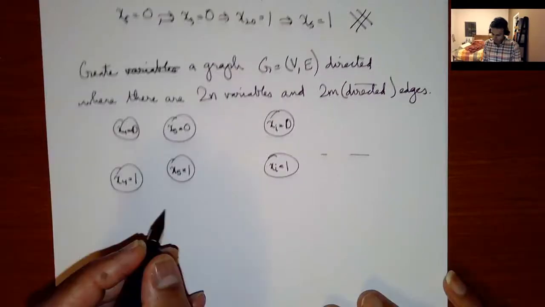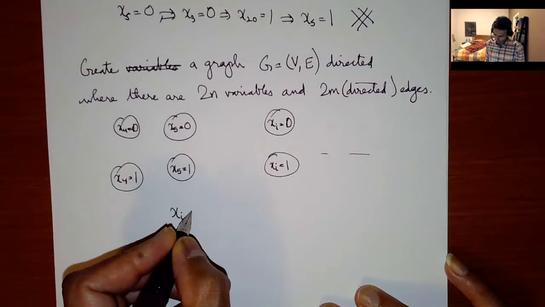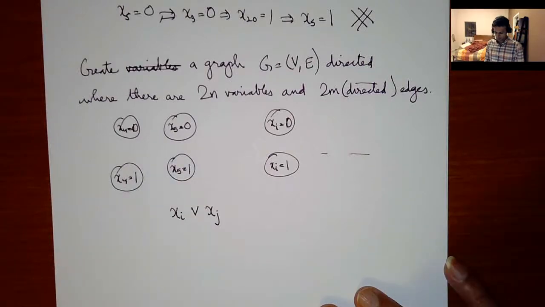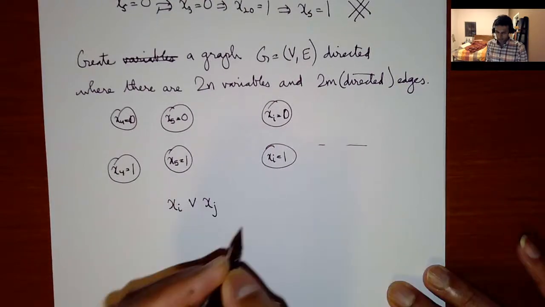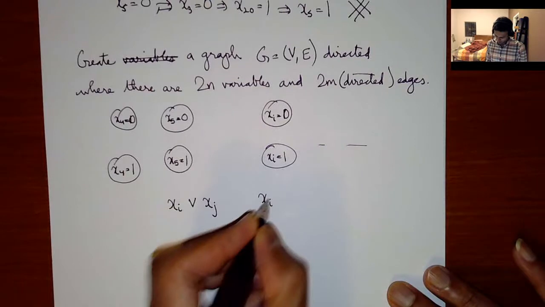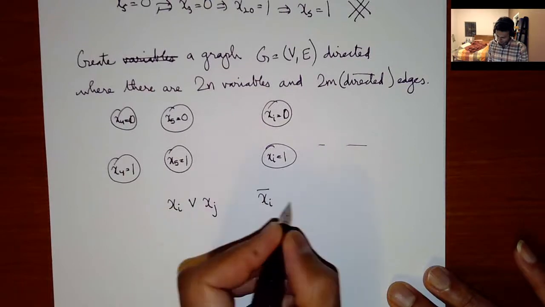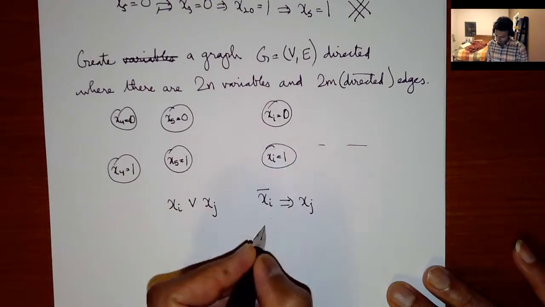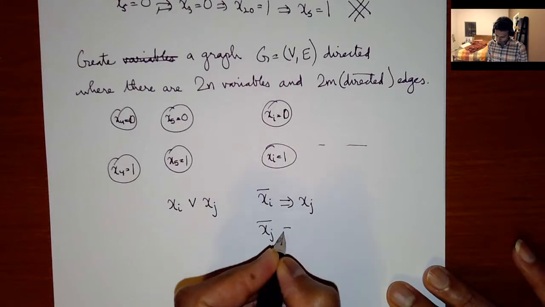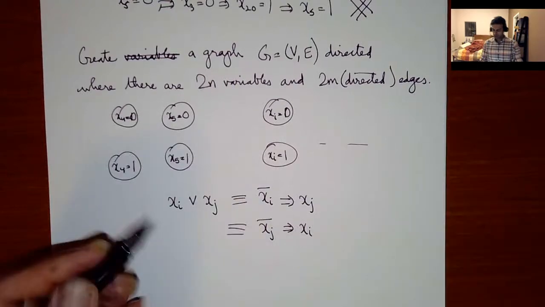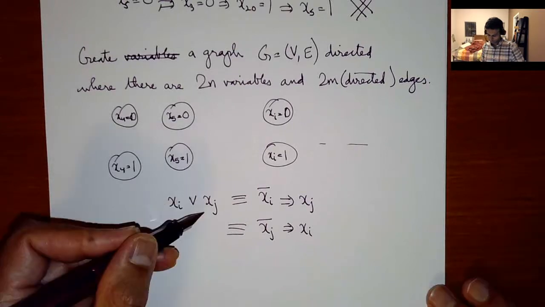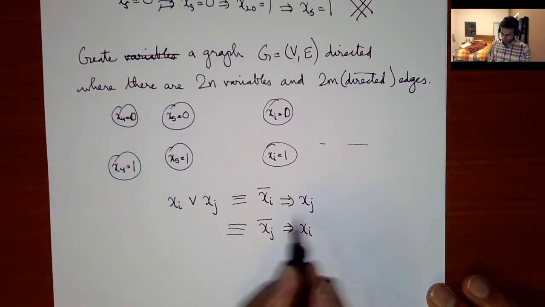Now take a clause. So let's say you have a clause xi or xj. I can interpret that as basically saying not xi implies xj, and not xj implies xi, right? These are two equivalent. This is just saying that if you choose the value of xi to be false, then you're forced to set xj to be true. So now I represent this as edges in the graph.